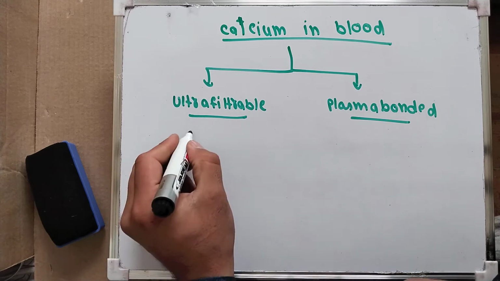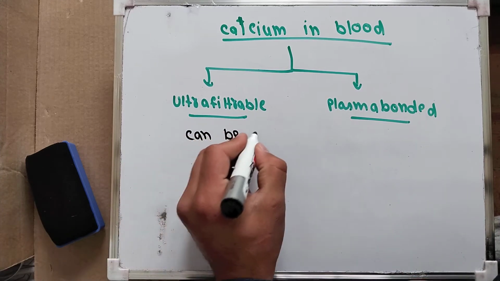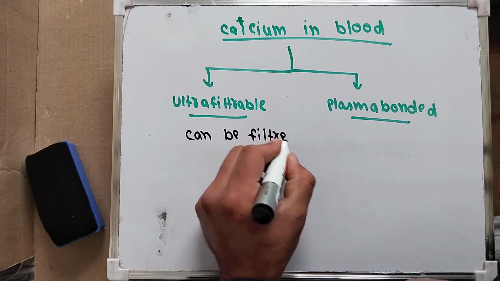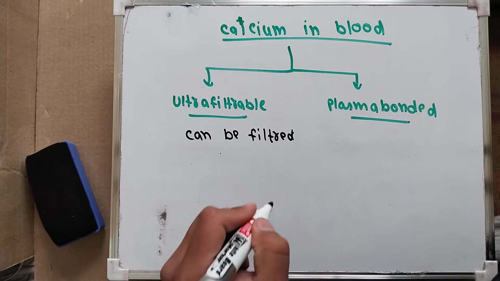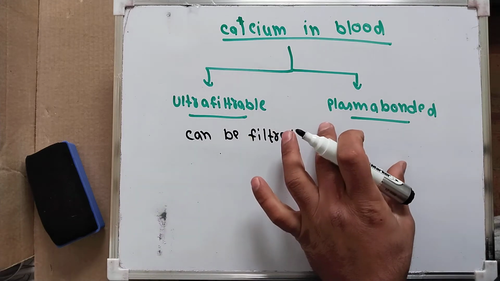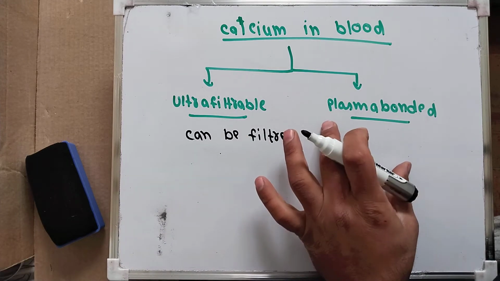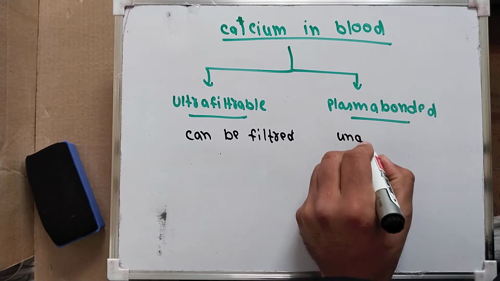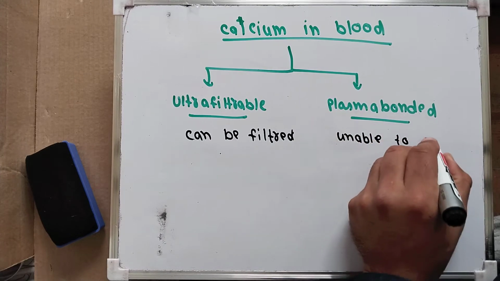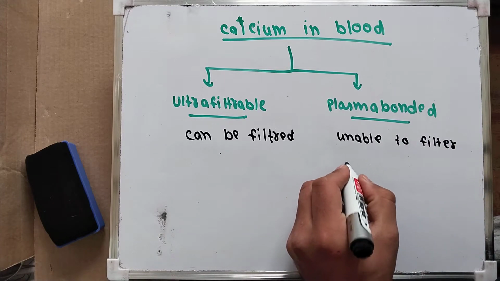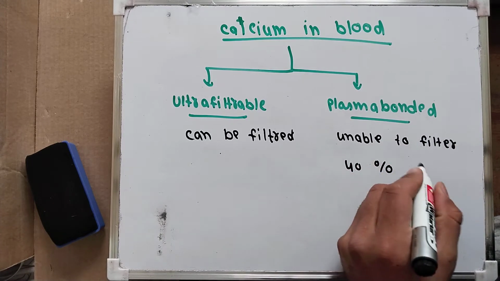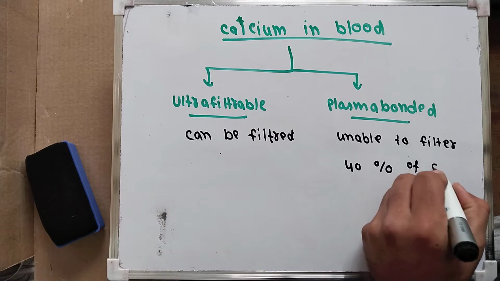Ultrafilterable means it can be filtered, and this is again in two forms. What is meant by plasma bound? This is unable to filter, and it makes up 40% of all calcium.